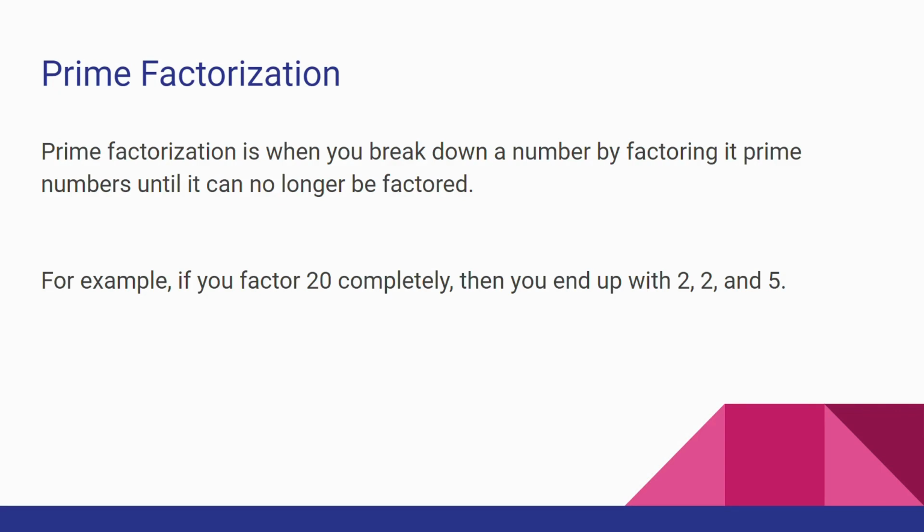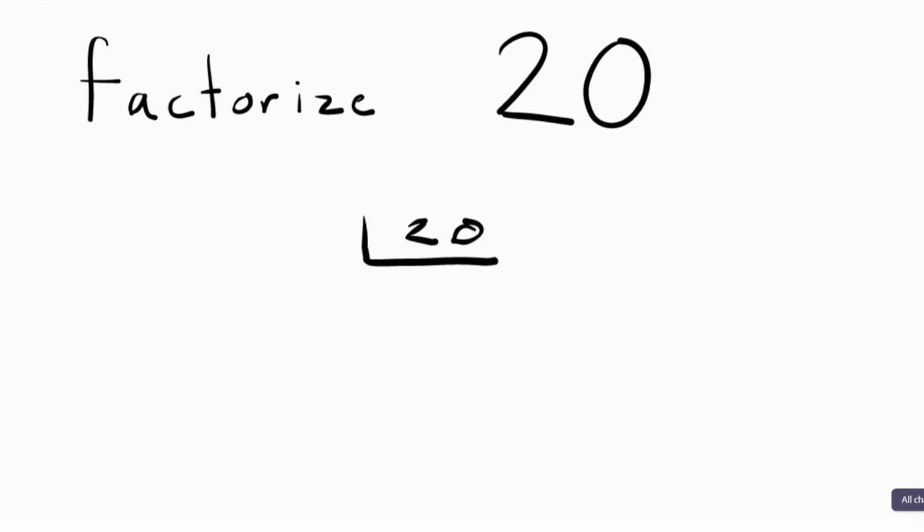Prime factorization is when you break down a number by factoring it by prime numbers until it can no longer be factored. So if you factor 20 out completely, then you'll end up with 2, 2, and 5, and let me show you how that works. So if you factorize 20, you're going to do sort of an upside down version of the division symbol, and then you have 20 in here. A prime number that we know we can divide 20 by is 2, and if you divide 20 by 2, you just get 10, so you write 10 there.